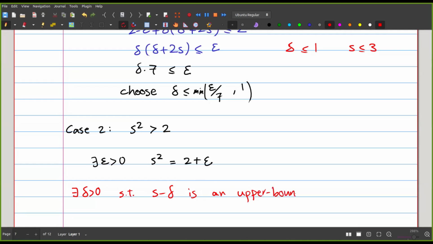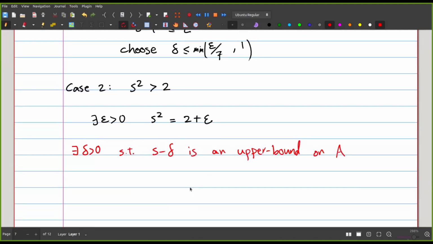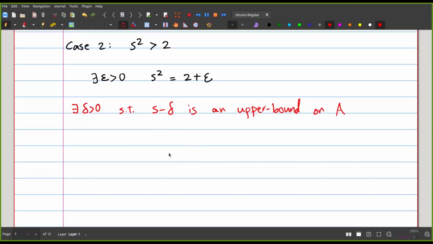on A. Now, why would this be a contradiction if I can prove it? Because S minus delta is, of course, smaller than S, and it's an upper bound on A, but S was supposed to be the smallest upper bound. S was supposed to be the supremum. So if I can find such a delta, I have my contradiction.